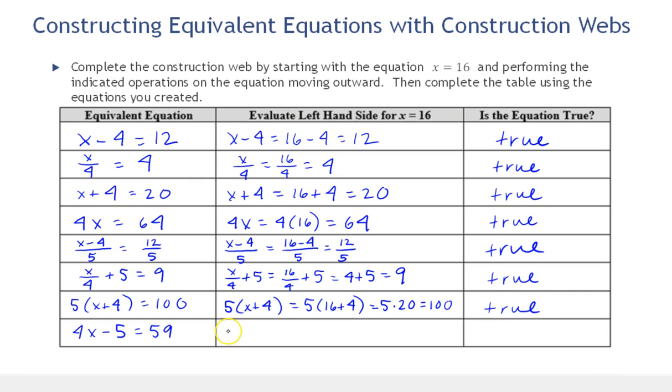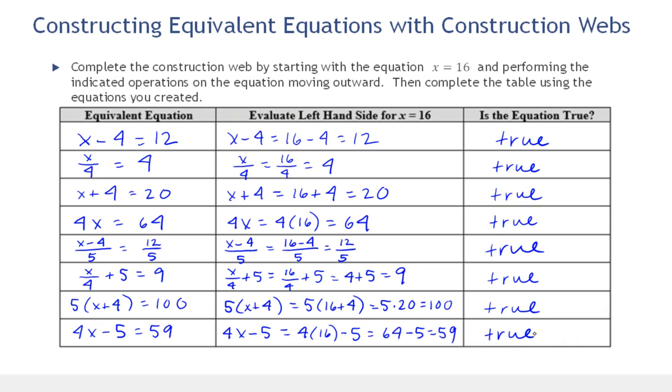And finally, 4x minus 5 equals 4 times 16 minus 5. Well, 4 times 16 is 64. 64 minus 5, I write the whole expression, which is 59. And that is also our result here. So the equation is true.